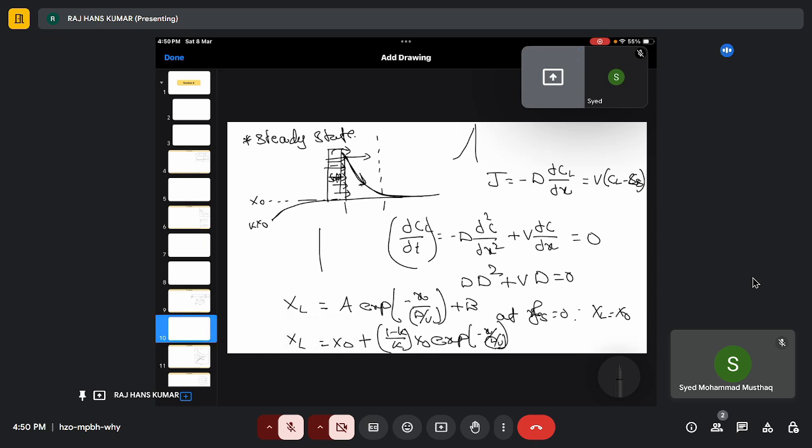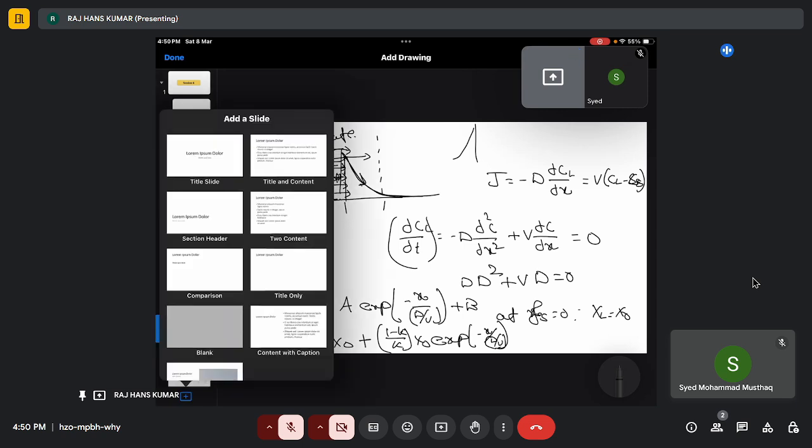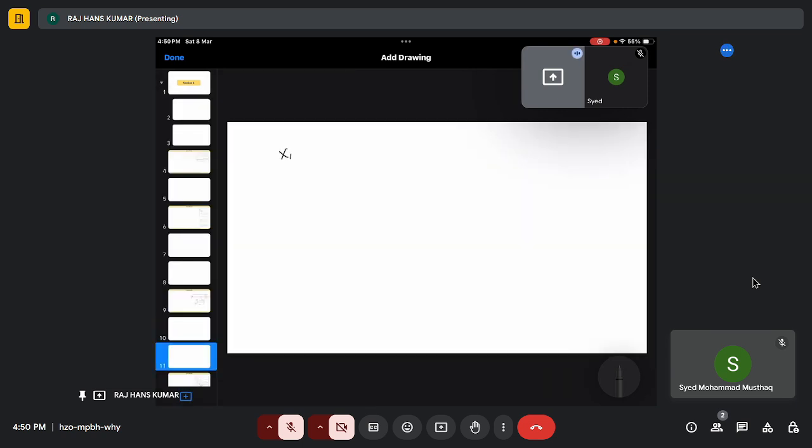Now, again, if I take a few things common, then xl will be x naught upon k times 1 plus 1 minus k upon k times exponential minus x upon Dv.